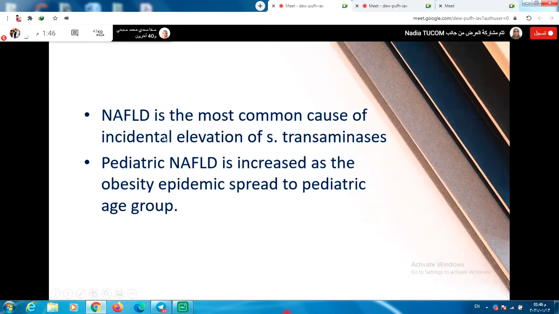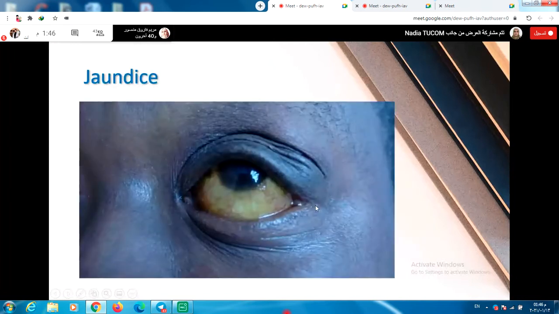Non-alcoholic fatty liver disease is a common cause of incidental elevation of serum transaminases, elevation of serum hepatocellular enzymes, and pediatric non-alcoholic fatty liver disease is increasing as the obesity epidemic spreads to the pediatric age group.